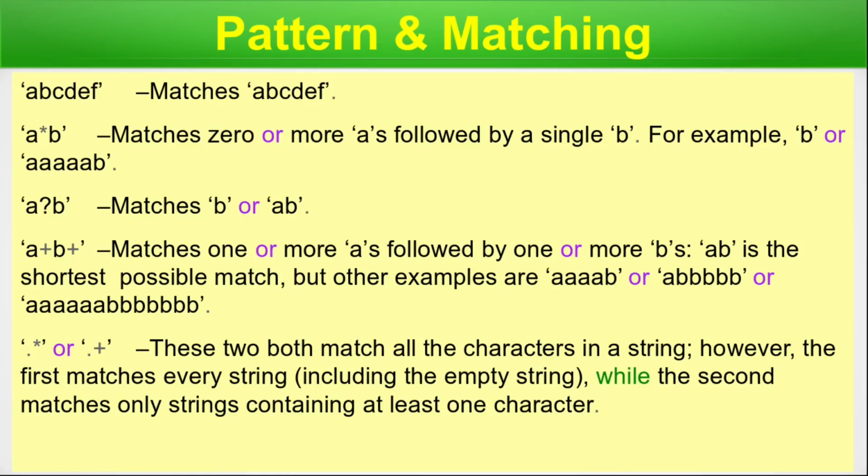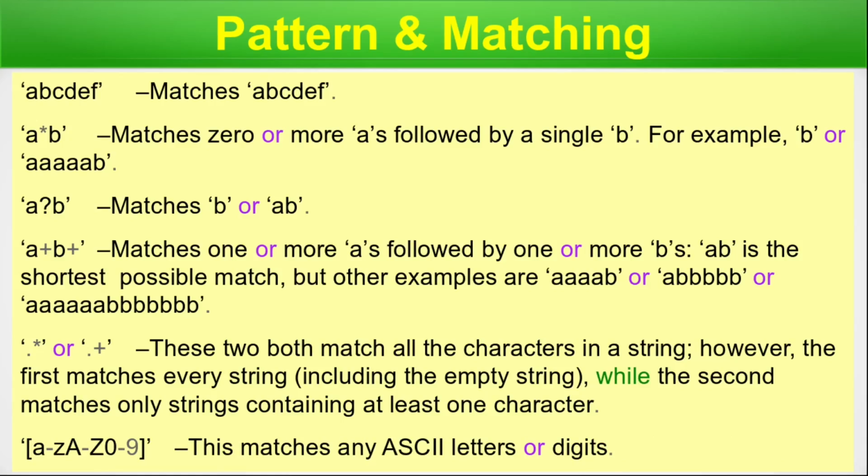Now dot star or dot plus, both match all the characters in a string. However, the first matches every string including the empty string, while the second matches only strings containing at least one character. Now within the square bracket, a to z, capital A to capital Z, and 0 to 9 matches any ASCII letters or digits, so it matches any alphanumeric combination. These are basically examples of how you use it.